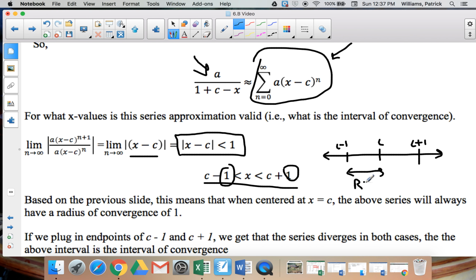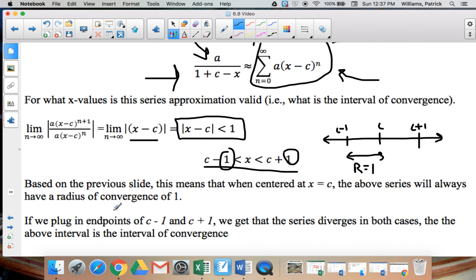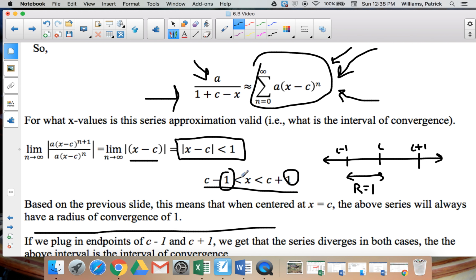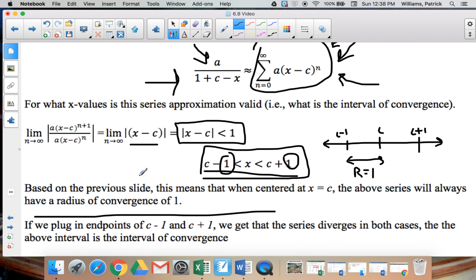All right, so anyway, it basically tells us that if we're going to plug in any value for x, if it's within 1 of c, this series approximation for this function will converge. But if it's anything outside of that radius of convergence 1, it will diverge, okay? And if we do our endpoint checks, just plug in our endpoints c minus 1 and c plus 1 into this series right up here, you'll get that in both cases you get a divergent series. So really the interval is this interval we have right here, with no less than or equal to signs on the inequalities.